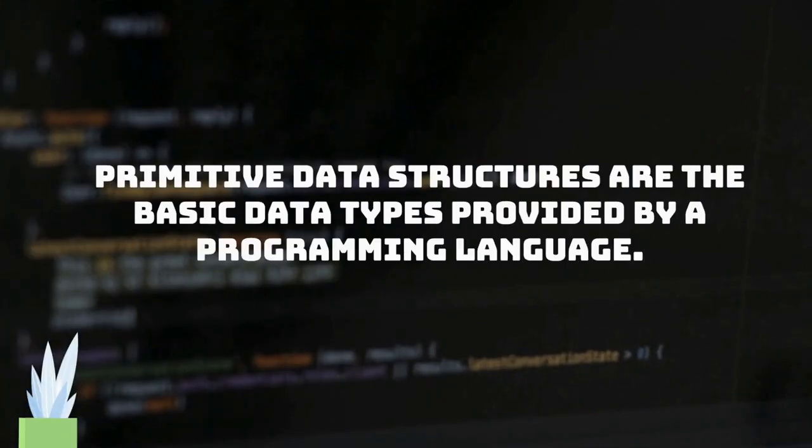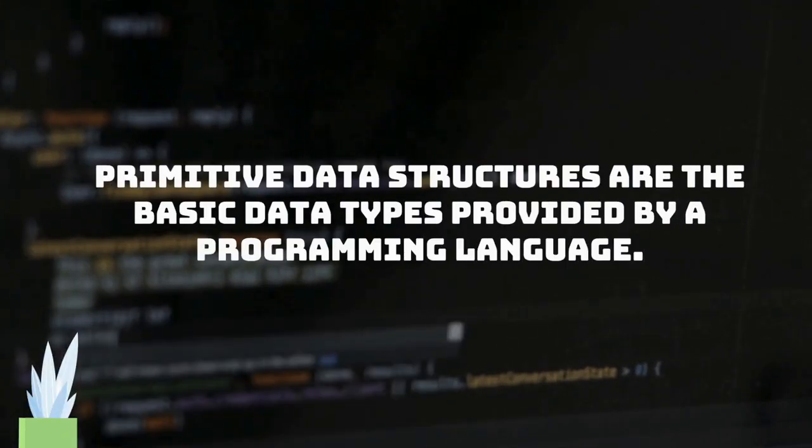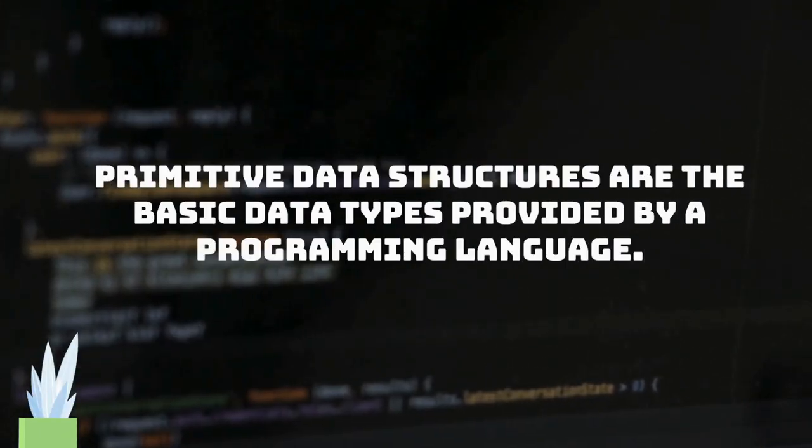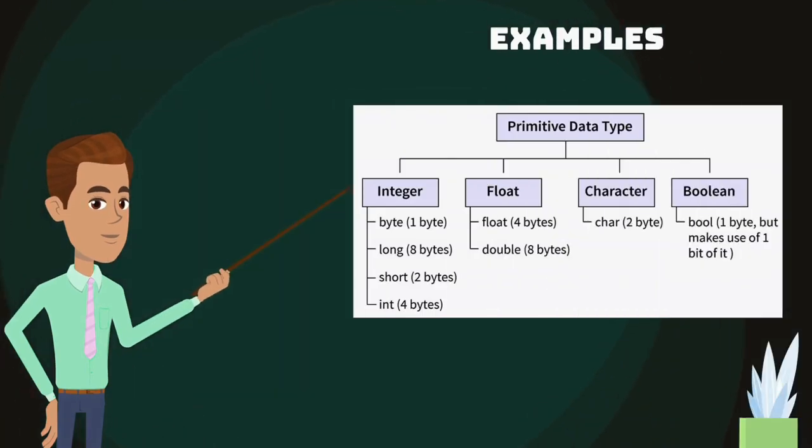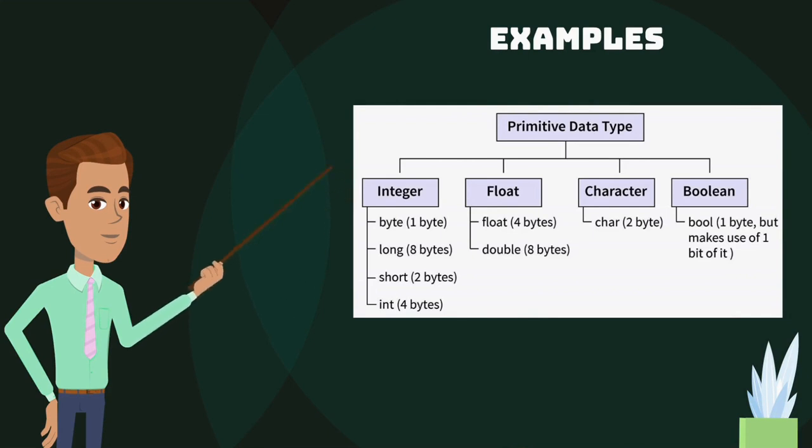The first one we have is primitive data structures. These are the basic data types provided by the programming language. Examples include integers, which are whole numbers without a fractional part, floats, numbers with a fractional part, characters, which are a single alphabetic letter or symbol, and booleans with true or false values.